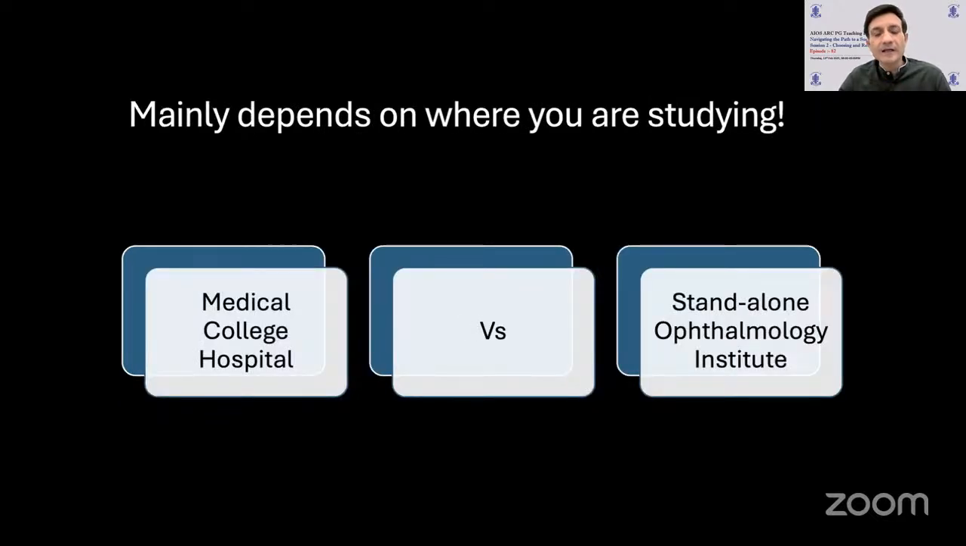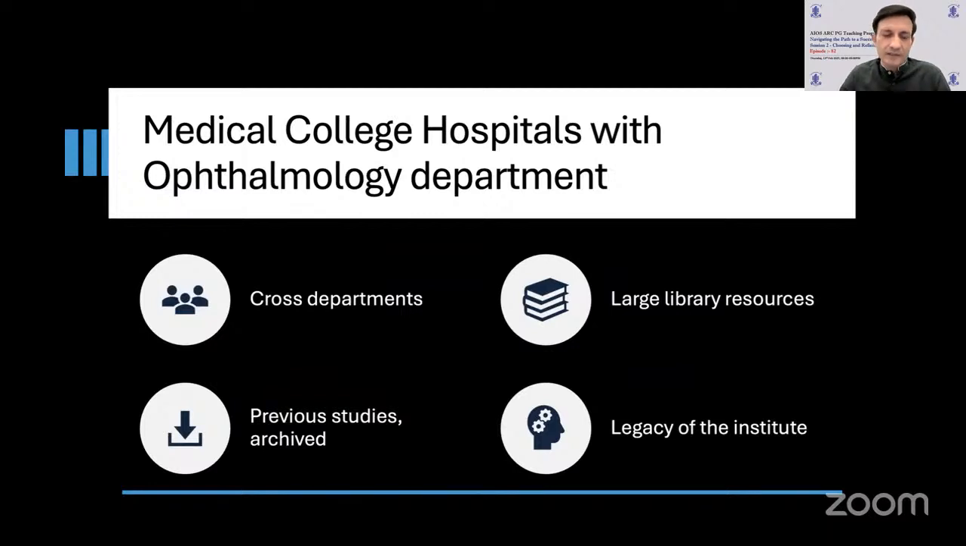Now, how you align to institutional goals would primarily depend on whether you are in a medical college hospital or you're in a standalone ophthalmology institute, not necessarily only the DNB setup, sometimes the MS setup as well. So these two would kind of dictate. So let's look at both scenarios in a little detail. So one advantage of being in a medical college hospital is obviously you have a lot more departments to work with, and I'll give you examples. So cross-department work is something that you may not have the luxury of doing if you are in a standalone ophthalmic institute.